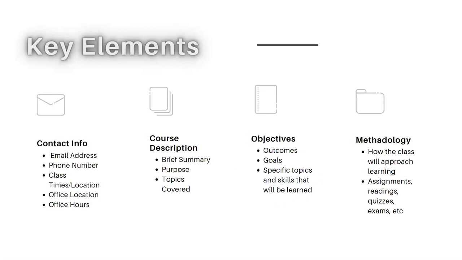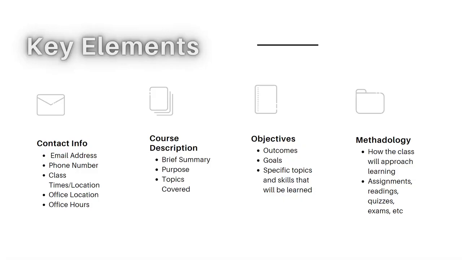So here are the first 4 key elements of a syllabus. The first thing is contact information. This is at the top of the syllabus. This will include the instructor's email address, their phone number, as well as your class time and location. And it will also include your instructor's office hours and the location of their office.